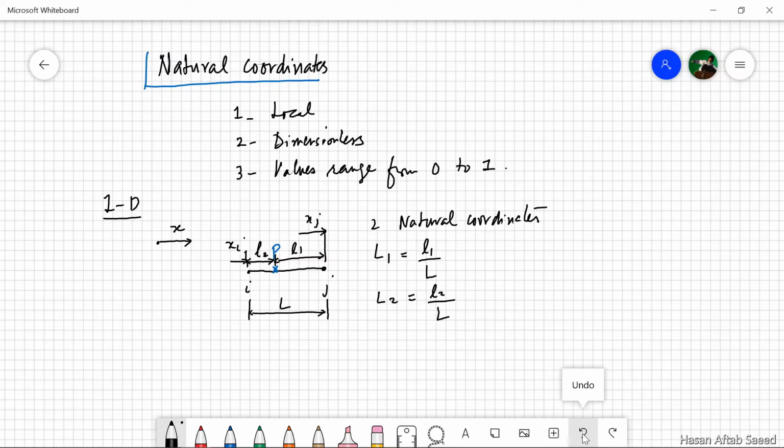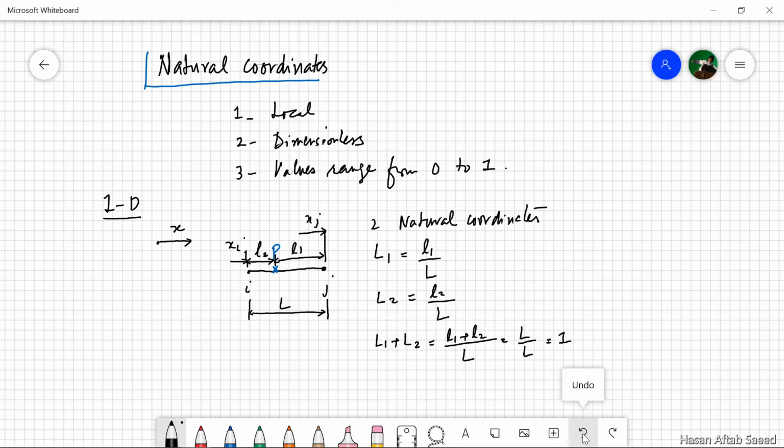Does this remind you of anything? Also, let's add them together. L1 plus L2 over L. Small L1 plus small L2 is nothing but L. L over L is equal to 1. It means that throughout the element, from node i to node j, the sum of the two natural coordinates is always 1. You should be reminded of shape functions. Shape functions have all these properties.